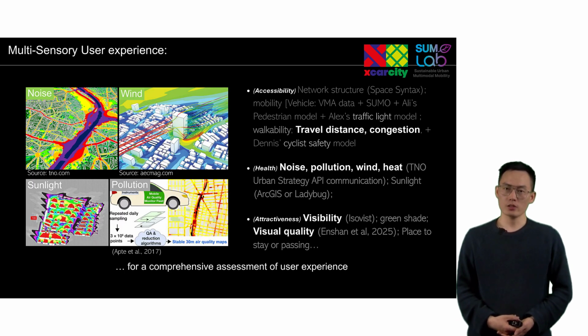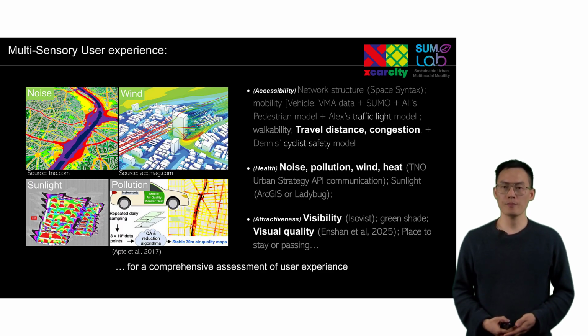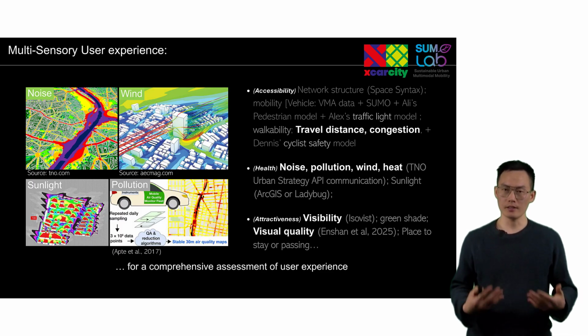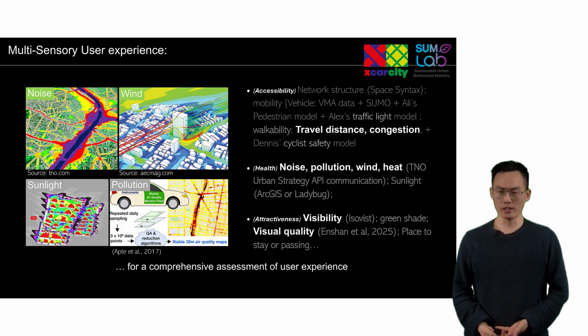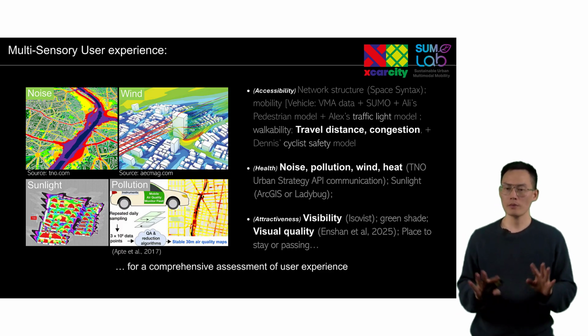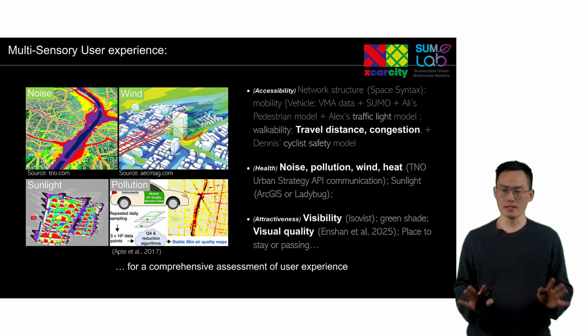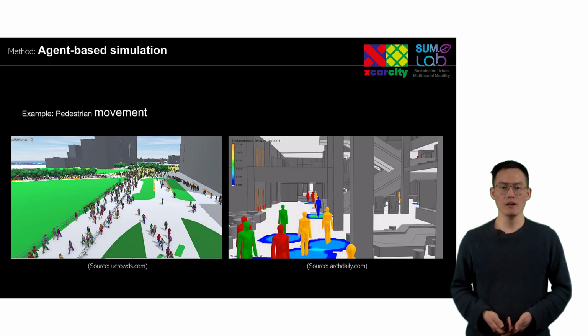In our project, we categorize the user experience metrics in three categories. One is accessibility. The second is health-related qualities. The third is about visual attractiveness. So by simulating and assessing all these, I think we will have a comprehensive assessment of user experience.